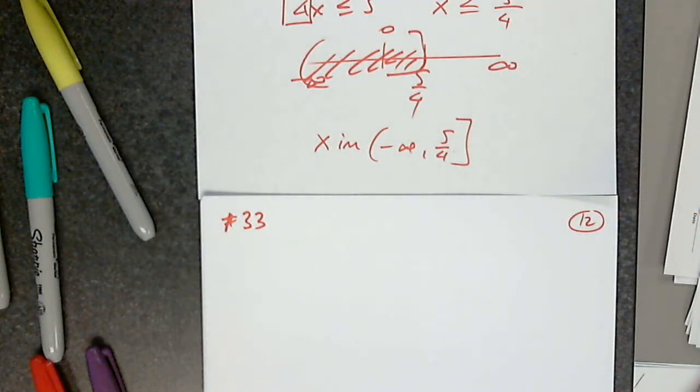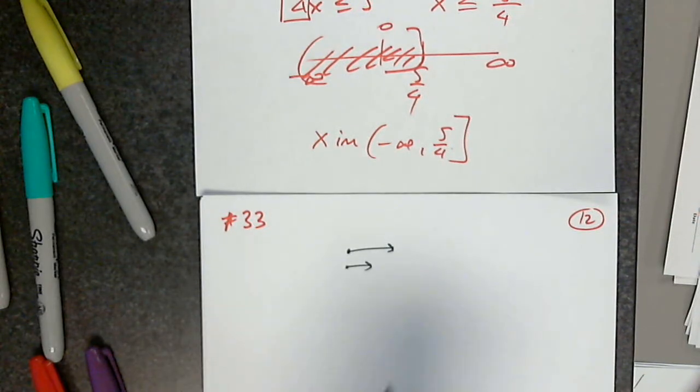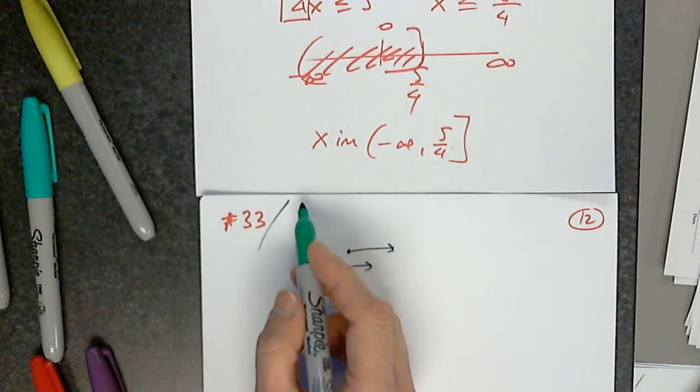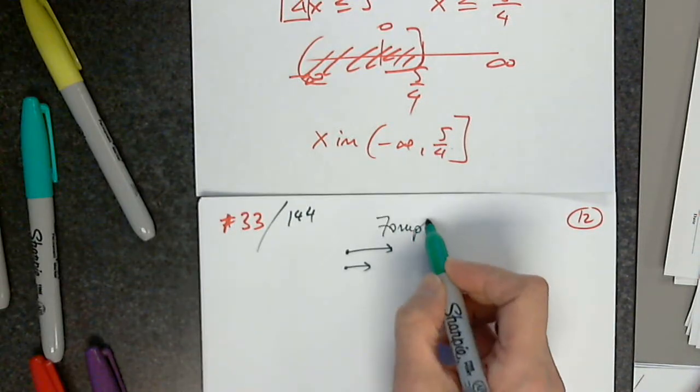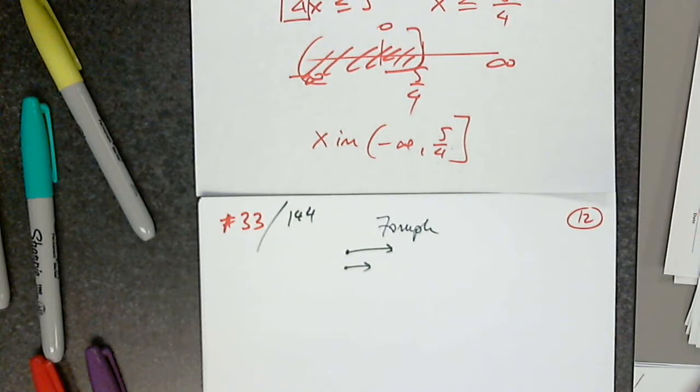2 cars leave Pecos, Texas at the same time and both travel east. So they both travel east. This is car 1 and this is car 2. And this is 33, and I forgot to write the page, 144. The first car speed is 70 miles an hour. And the second car speed is 58. When will the cars be 30 miles apart?